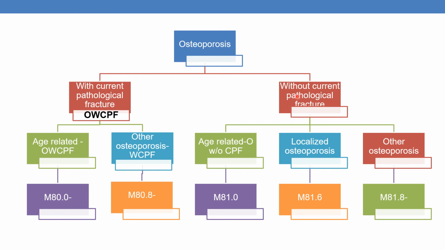Now coming to osteoporosis without current pathological fracture. It is again subcategorized into three types. Age-related osteoporosis without current pathological fracture is given by the code M81.0. The next is localized osteoporosis. This is given by M81.6. The next is other osteoporosis. This is given by M81.8, and these are further expandable subcategories.